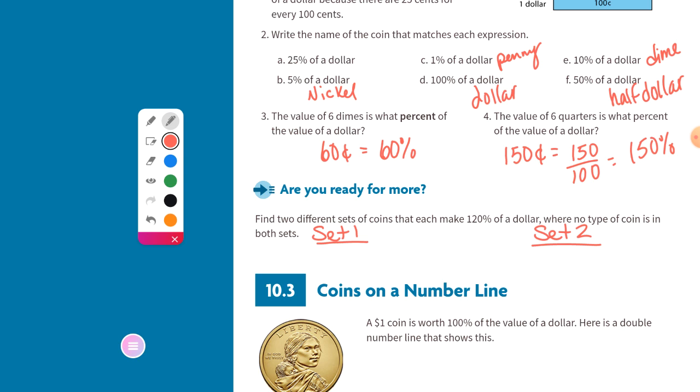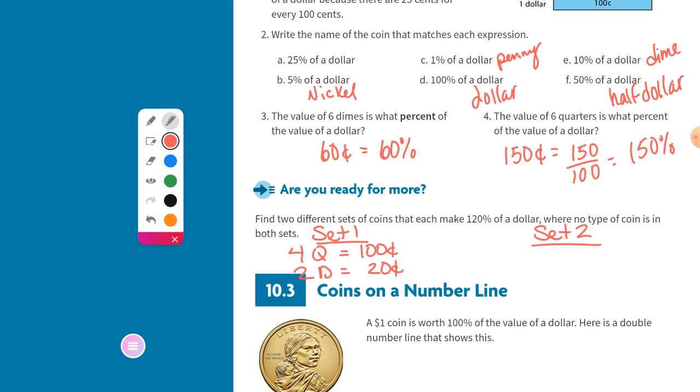Who thinks they have one that works? Meyer? 4 quarters and 2 dimes. Okay, 4 quarters equals 100 cents. 2 dimes equals 20 cents. So would that represent 120% of $1? Yes, so his works. Who has another one?